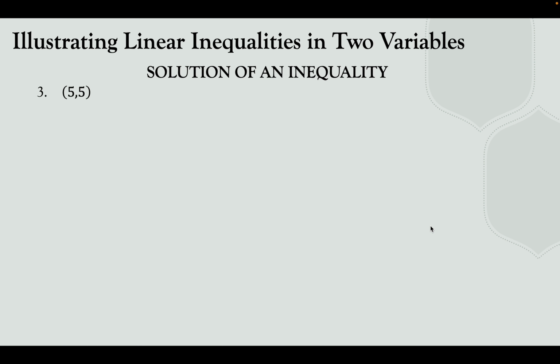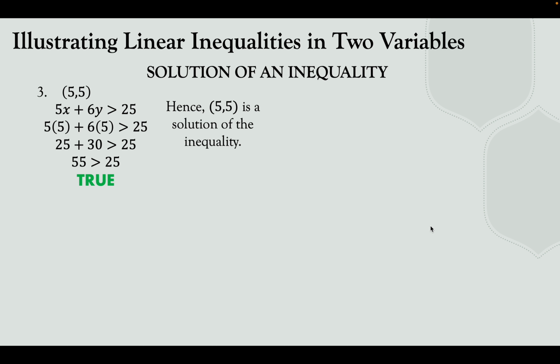Next example, we have 5 and 5. Same process, we just need to substitute 5 as x and 5 as y. So 5 times 5, 25, plus 6 times 5, we have 30. 25 plus 30 is greater than 25. 55 is greater than 25. Is 55 greater than 25? Yes, that is true. Hence, 5 and 5 is a solution of the given inequality.